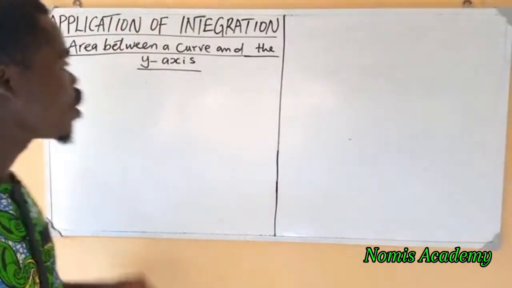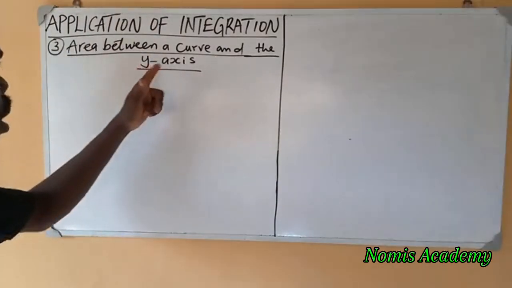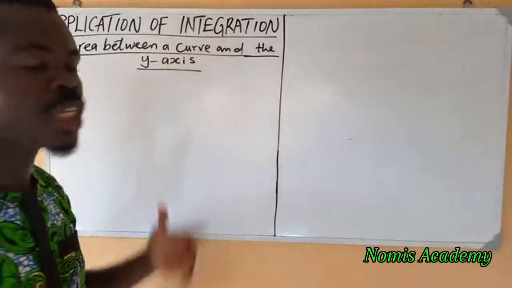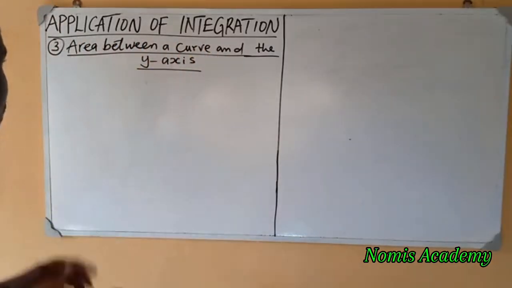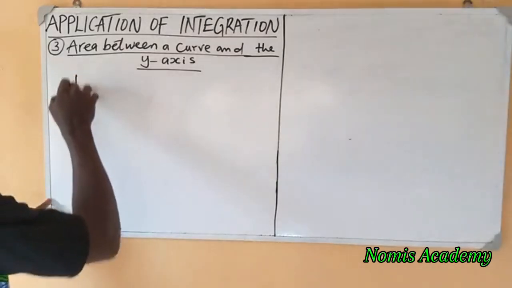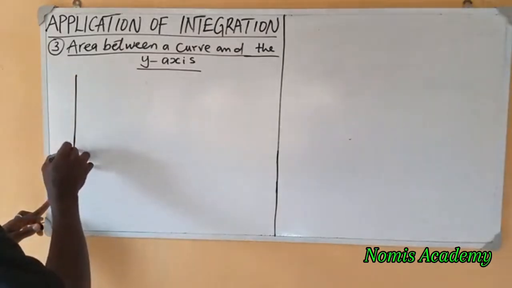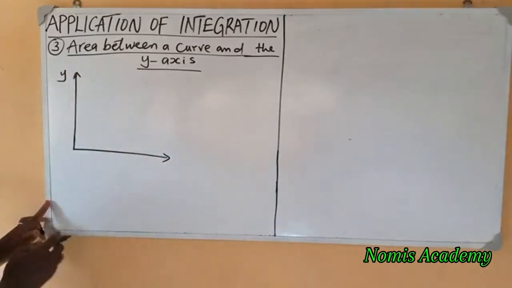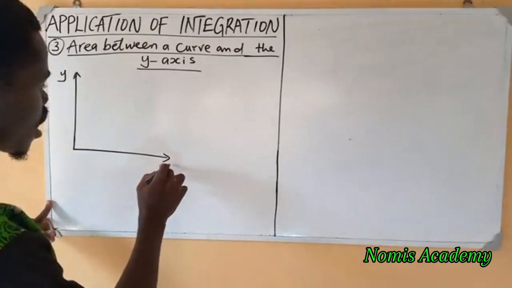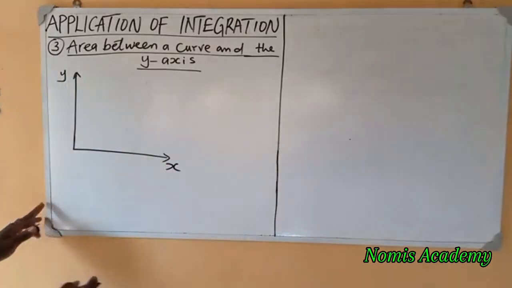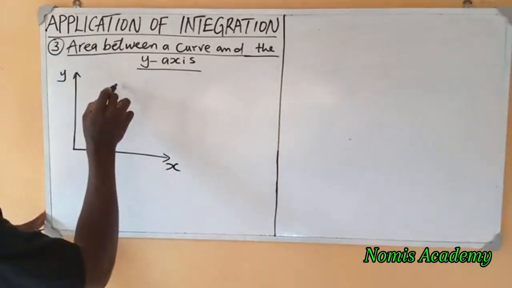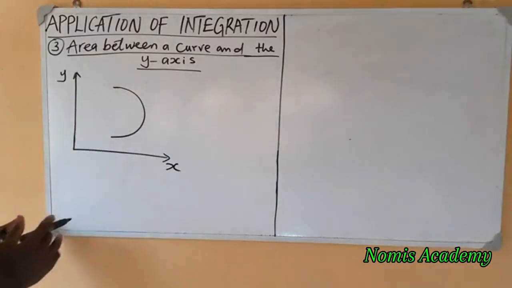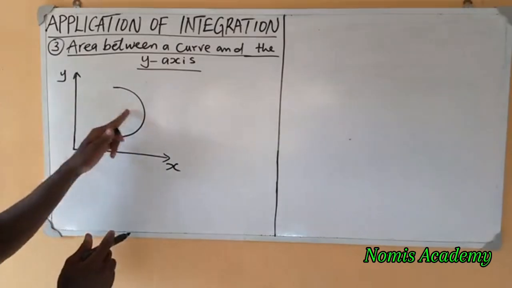In this video, we are going to be looking at the area between a curve and the y-axis under the application of integration. Alright, let's consider the graph. Of course, we know here is the y-axis. The vertical line is the y-axis and the horizontal line is the x-axis. Supposing we have a curve like this, and then we are asked to find the area between this curve and the y-axis.